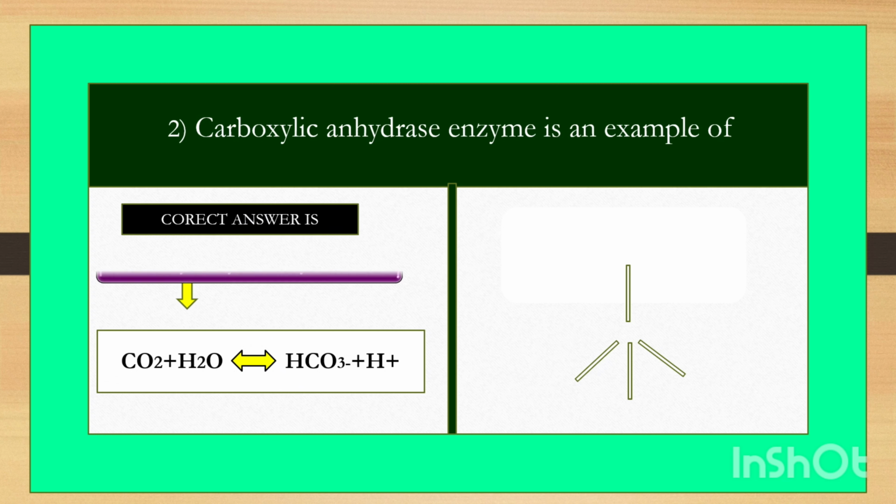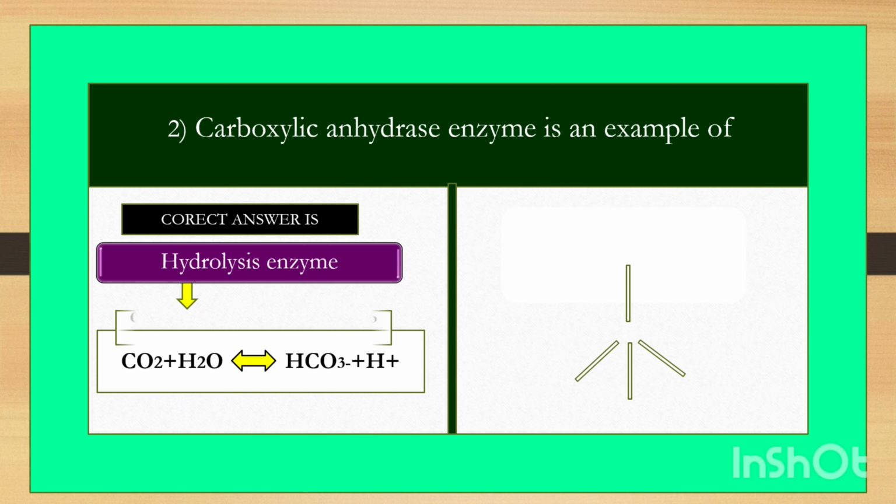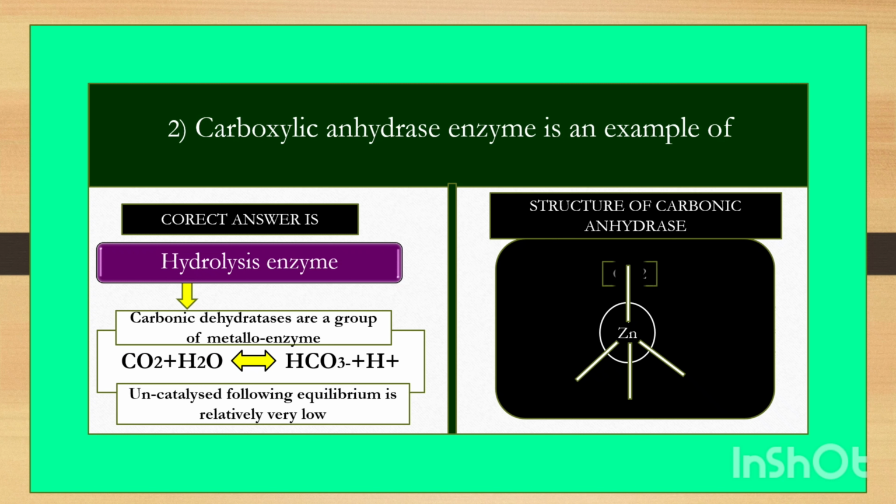Carbonic anhydrases are a group of metalloenzymes that catalyze the following equilibrium, which is otherwise relatively slow. This is the structure of carbonic anhydrase. There are three N-histidine groups. Zinc is the central metal atom and an OH2 group will be formed.